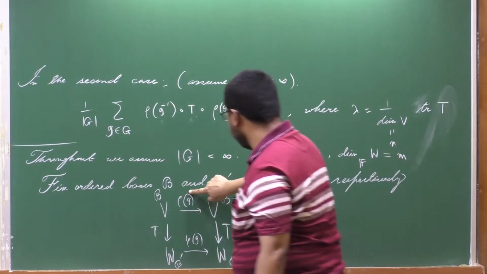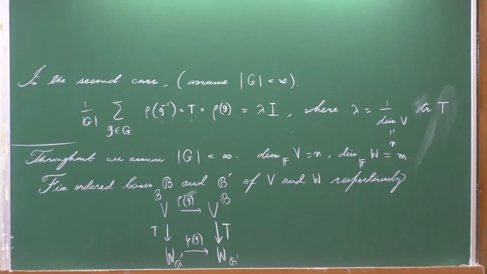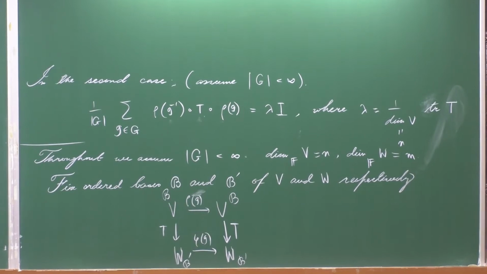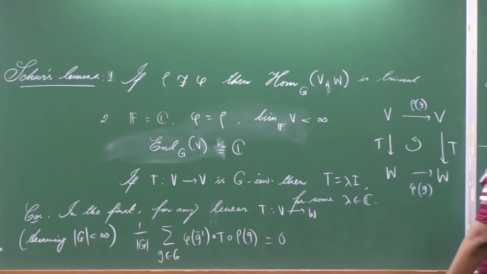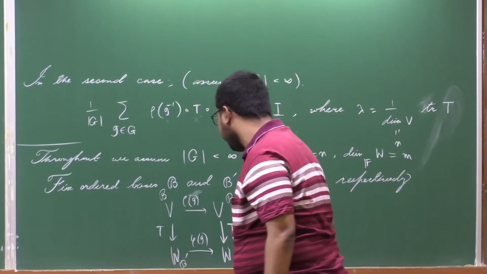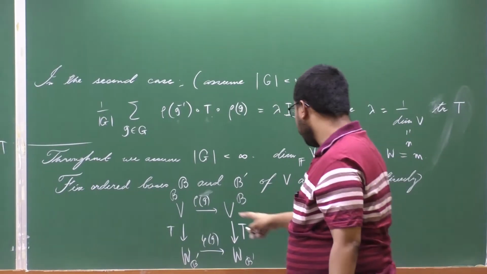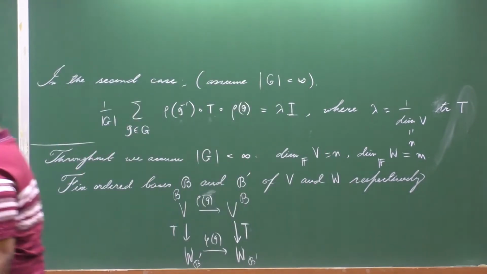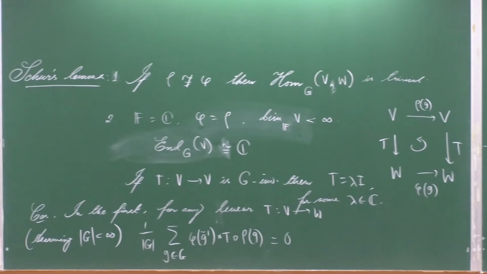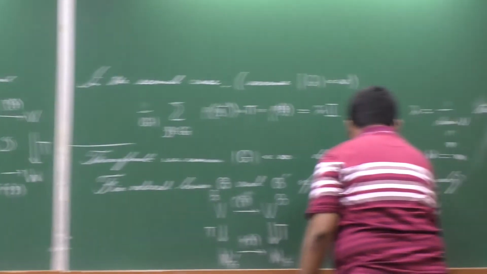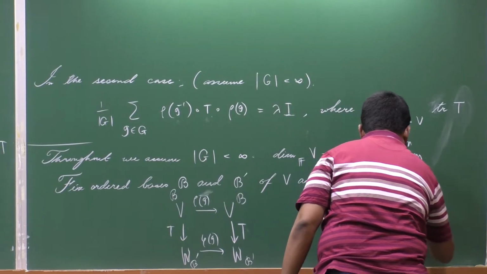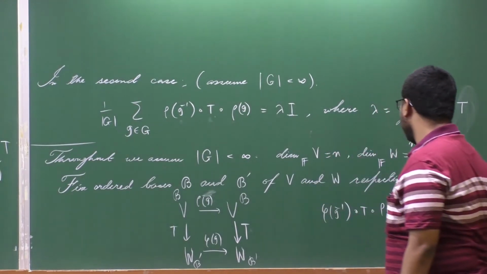Now we concentrate on this case. So this is rho g T phi g inverse. This is an operator from V to W, right? Because first rho g T and then phi g inverse. So for any g, phi g inverse T rho g is an operator from V to W.